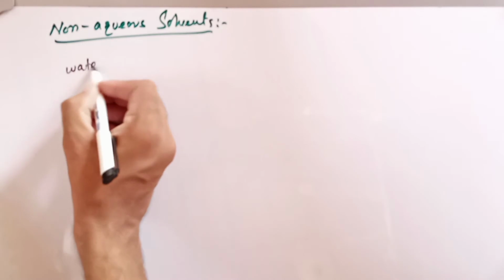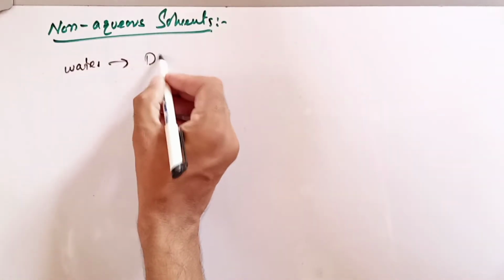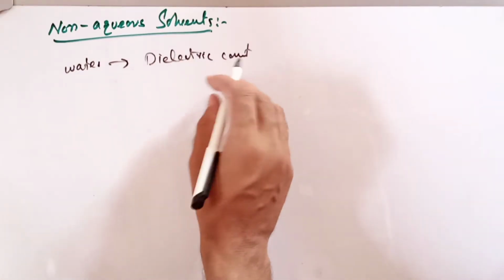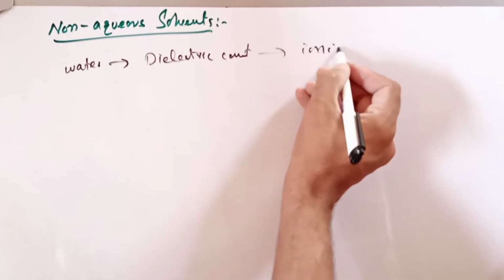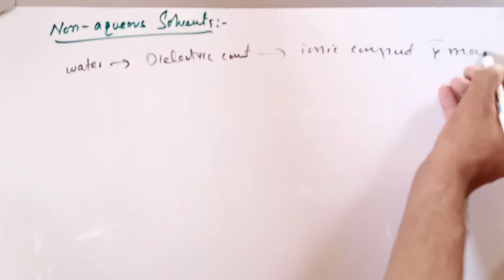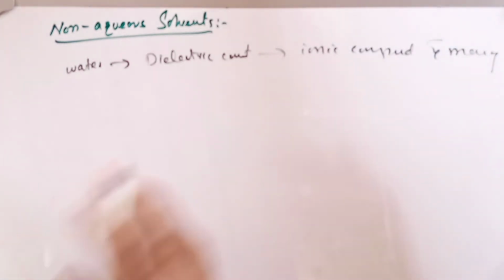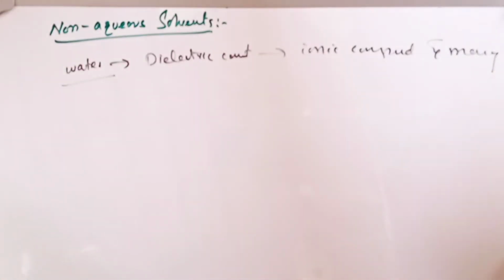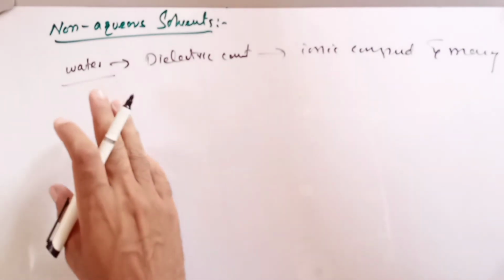First of all, most of the chemical reactions familiar to us take place in aqueous solution, since water, due to its high dielectric constant, has an increased ability to dissolve ionic compounds and many other substances. However, there are many chemical reactions which cannot be carried out in aqueous solution, but can be studied in non-aqueous solvents.